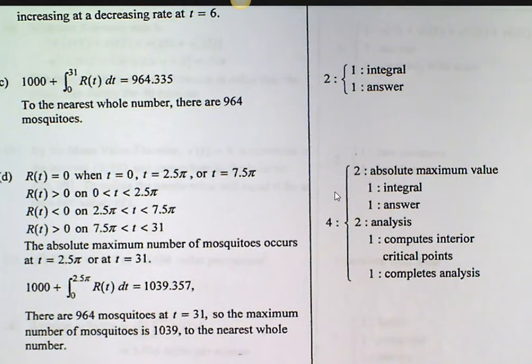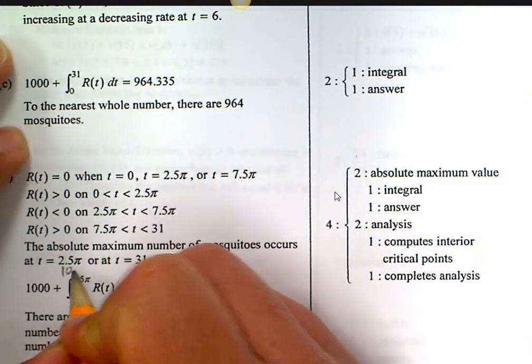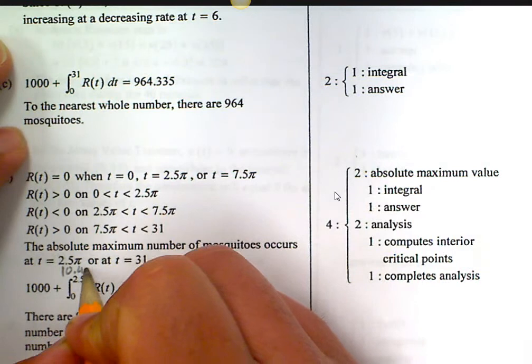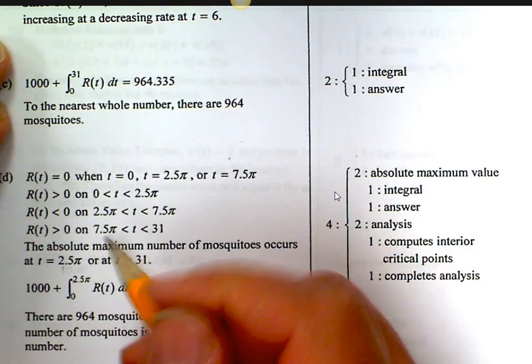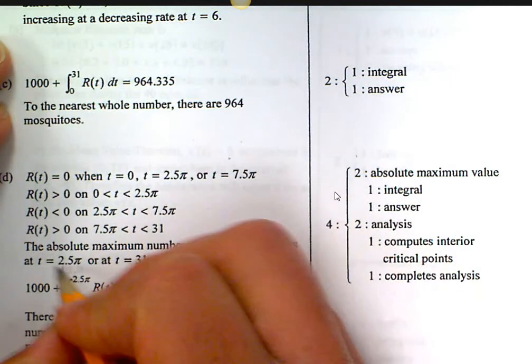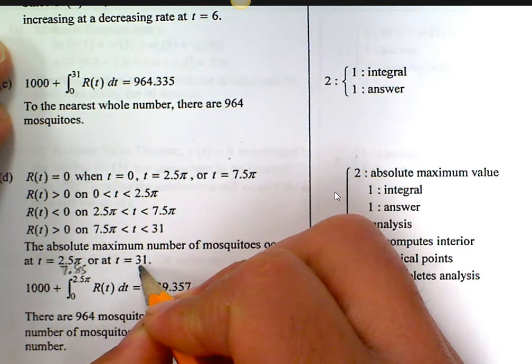Or, well, actually, if you convert this, hold on. 10.4? What is 2.5 pi L? 7.85. And 31.